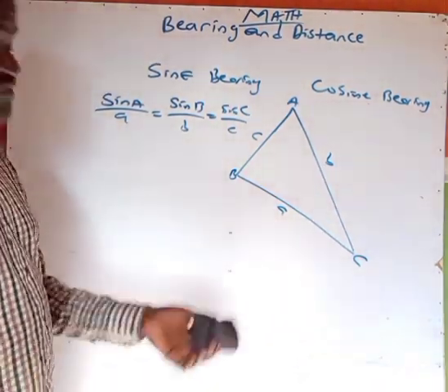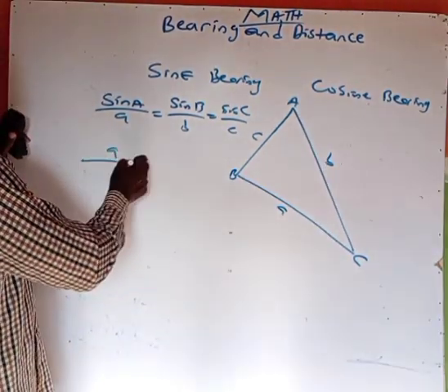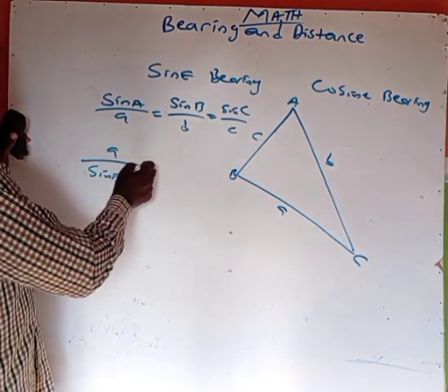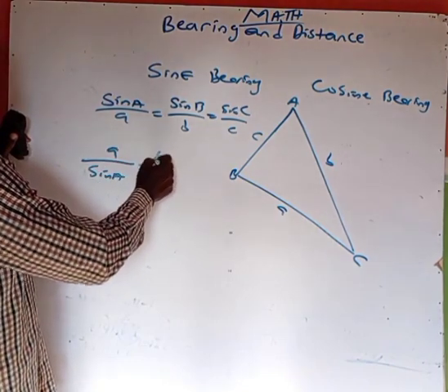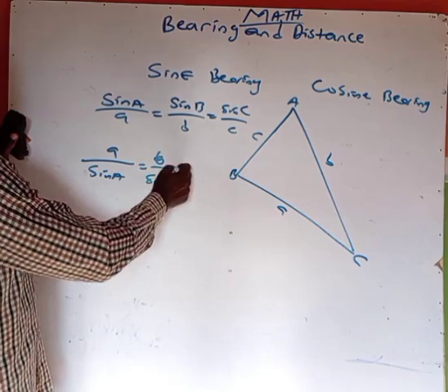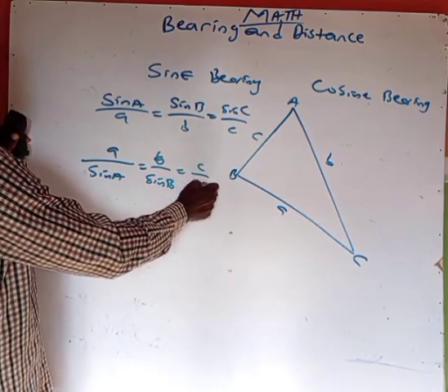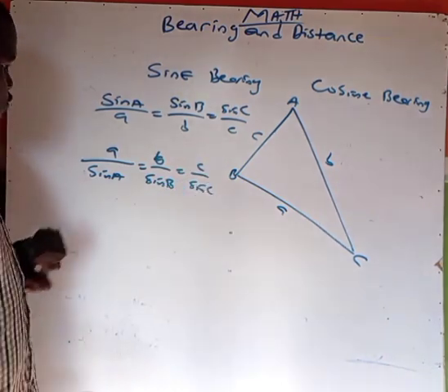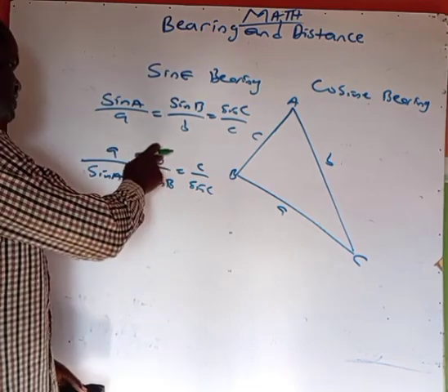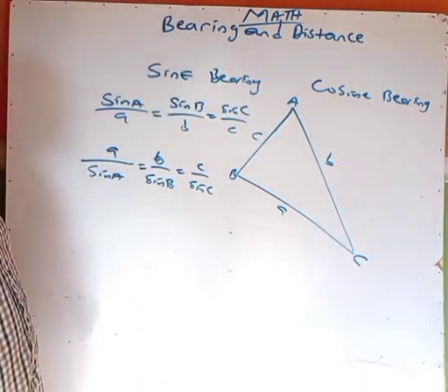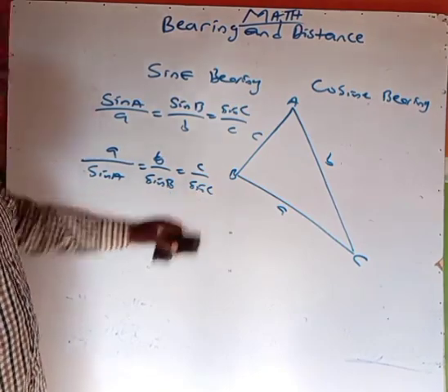You can equally have it inverted as A over sine A equal to B over sine B and C over sine C. So you have it like this. You can have it either way, so you still get the same thing.